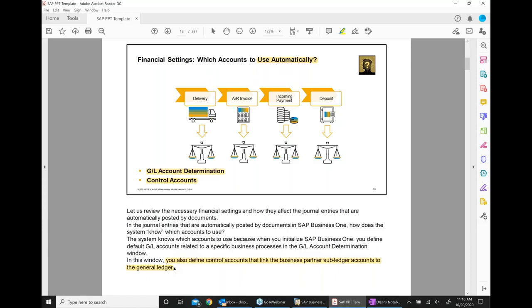Some people also call this a reconciliation account as well. So some people call it a reconciliation account also. So I would like to make a note of this, something called control account.